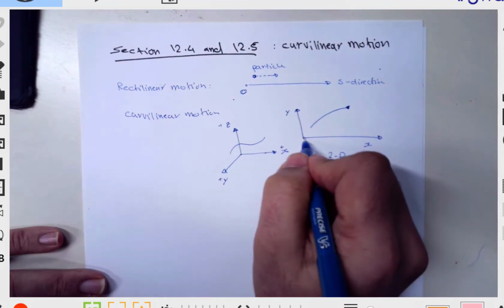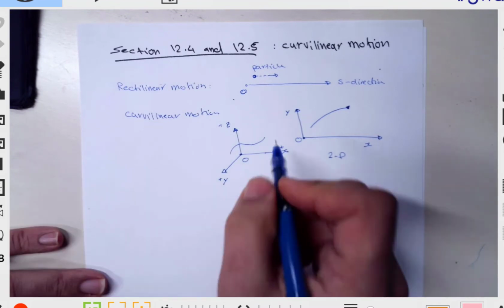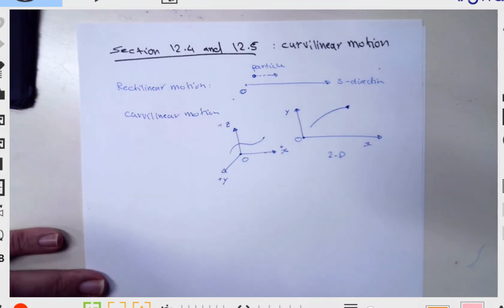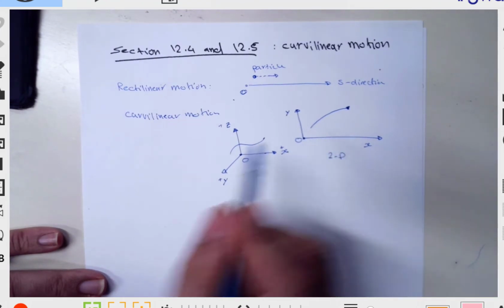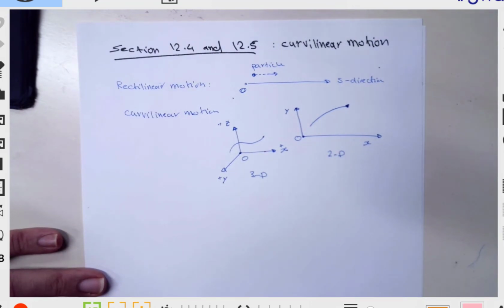Now, definitely we always describe the motion of this object in reference to an origin. So the origin is the intersection of the axes, x, y in 2D and in 3D, x, y, and z axes.